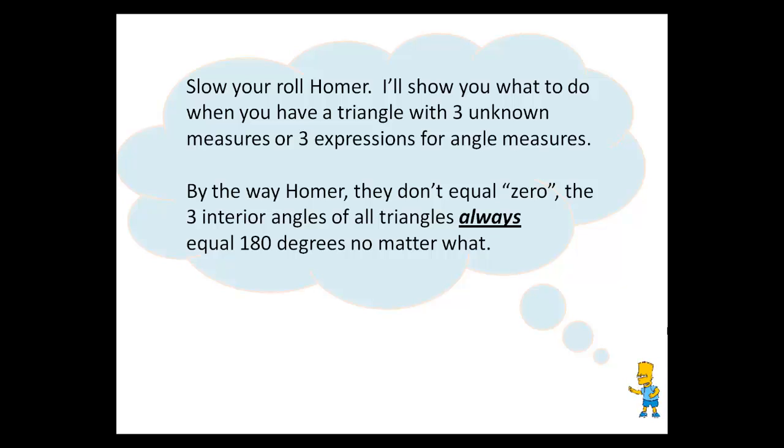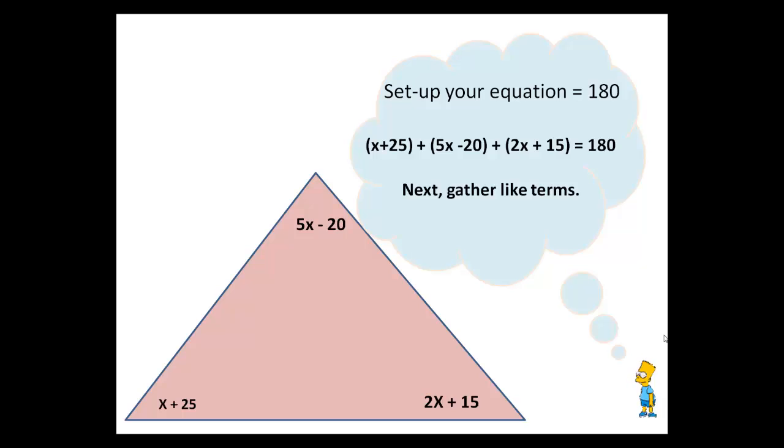The 3 interior angles of all triangles always equal 180 degrees, no matter what. We want to set up our equation to equal 180. And if we have 3 expressions, we're going to add all 3 expressions together. x plus 25 plus 5x minus 20 plus 2x plus 15 altogether is going to equal 180. Once we have that equation, we want to gather our like terms.